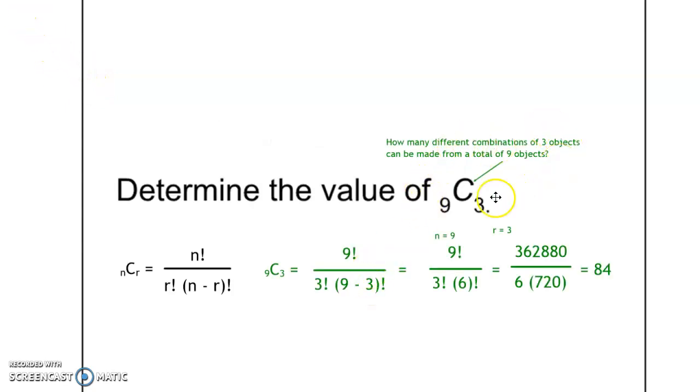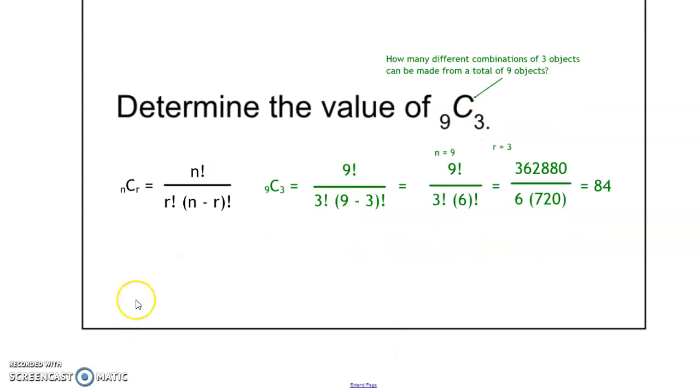All right, here's how this works. How many different combinations of 3 objects can be made from a total of 9? The answer is 84 once you put all these into the calculator. And again, in future weeks, I'm going to be showing you a way to put this into the calculator fairly easily. Let's take a look at a real-world example.